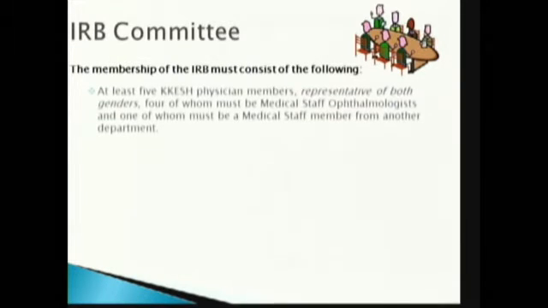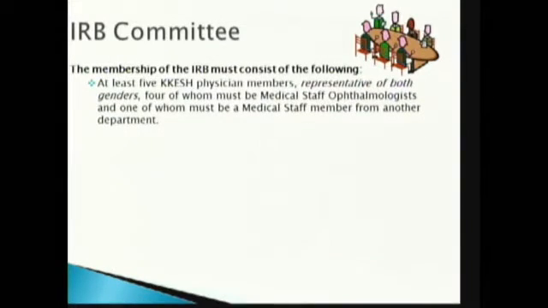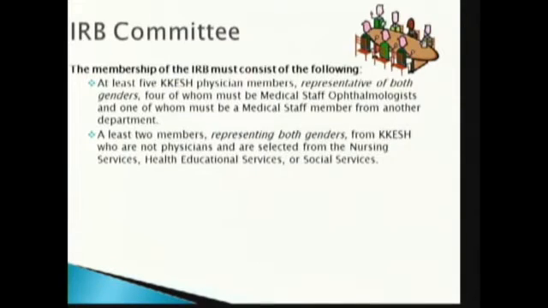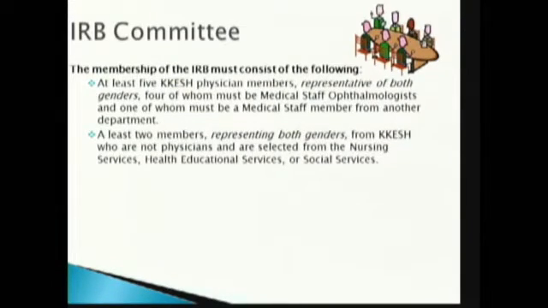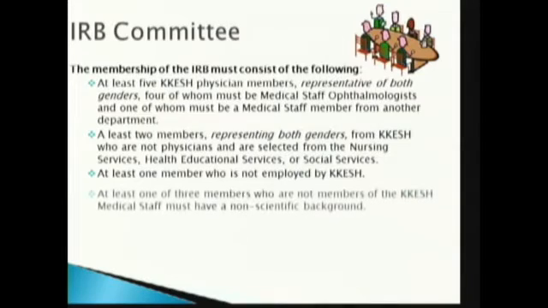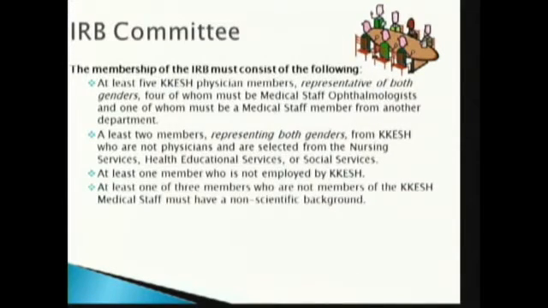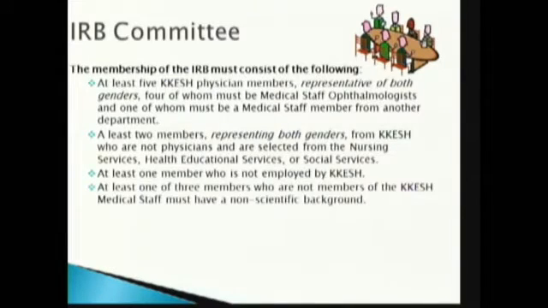The IRB committee members are not just anybody. There are specific people that have to be in the committee. There have to be at least 5 KKESH physician members represented from both genders, so there's no bias. 4 of whom must be medical ophthalmologists, and 1 is from the medical staff but not an ophthalmologist. At least 2 members, represented from both genders, from KKESH who are non-physicians and are selected from the nursing, health, or social services. And at least 1 member who is not from KKESH, from an outside organization. At least 1 of the 3 members who are not members of the KKESH medical staff must have a non-scientific background, somebody who doesn't have any scientific background. Sometimes we consider the nursing department.